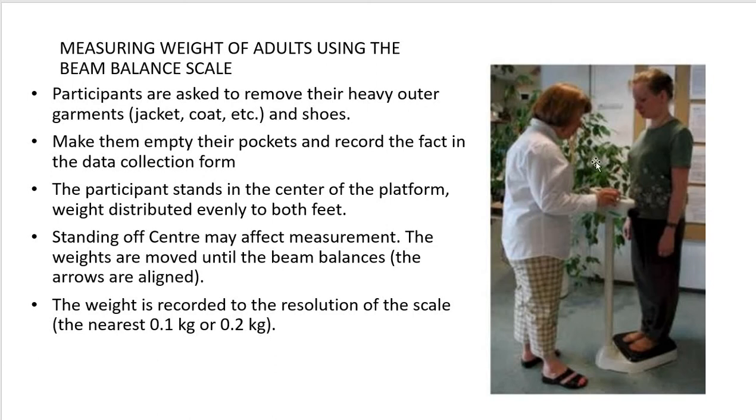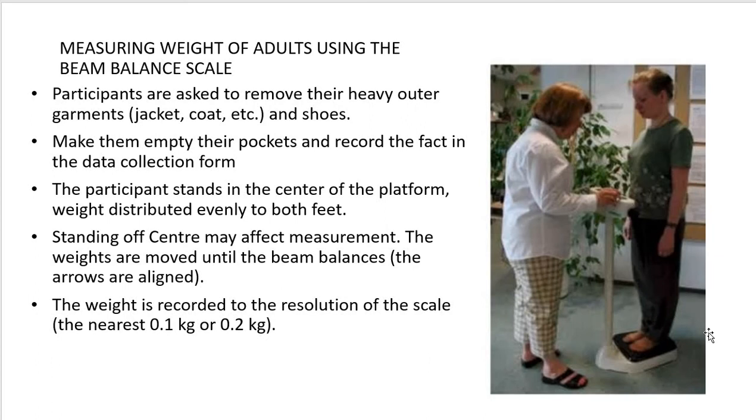Whatever the platform is, in the beam balance platform, they have to stand in the proper way so that the weight is distributed evenly to both feet. They should not stand in such a way that the weight is distributed only on a single foot. On both feet, the weight should be distributed. Like that, they have to stand. Standing off center may affect the measurement. The weights are moved until the beam balance and the arrows are aligned in the beam balance.